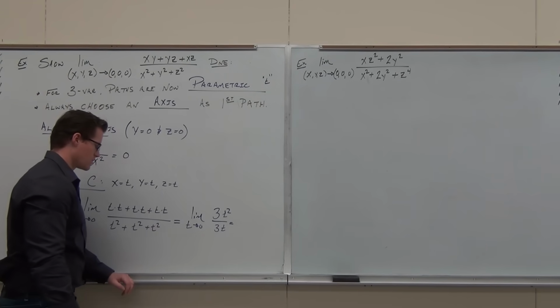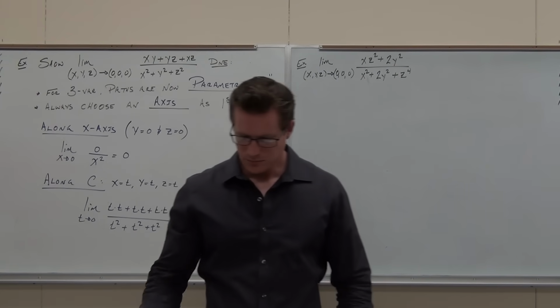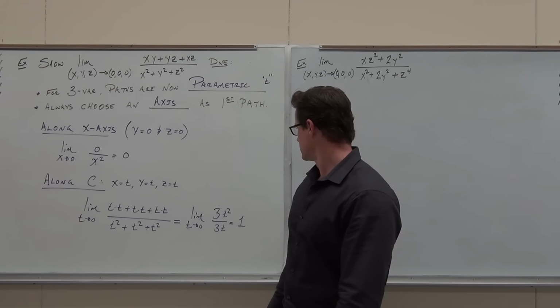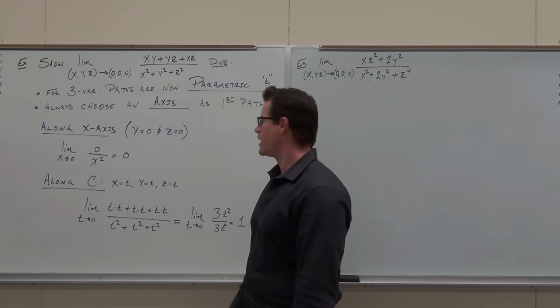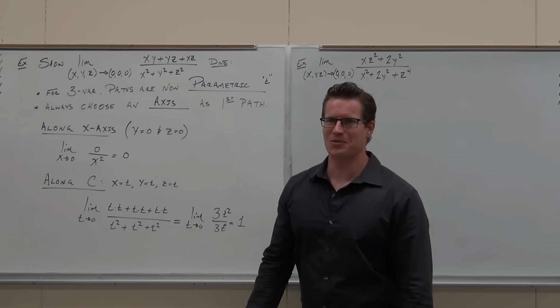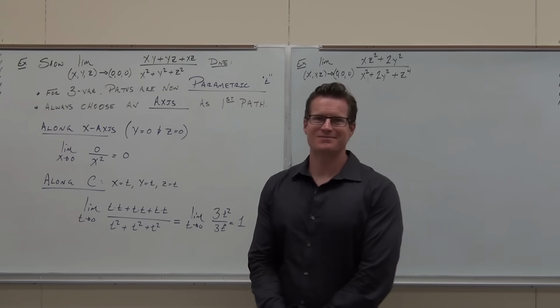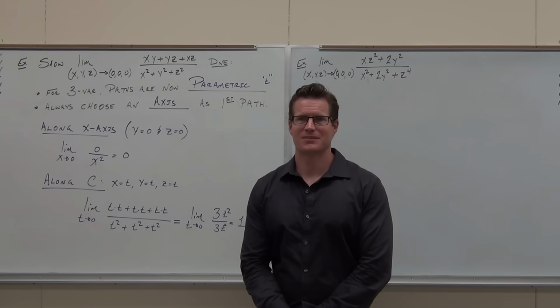How much does that equal? Come on. 1. Does that prove something for us? Should that be 3t squared over 3t squared? Oh, yeah. One. It wouldn't have been one before. Sorry. What does it prove for us? Right. That it doesn't exist. Why? It's at different heights.